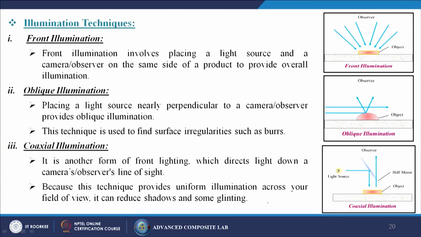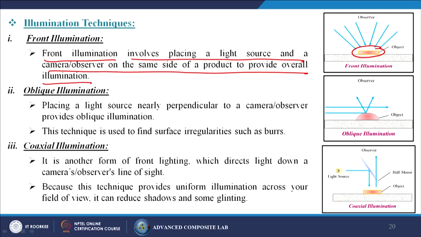Next, illumination techniques. There are different types of illumination techniques available. First one is called the front illumination. Front illumination involves placing a light source and a camera or observer on the same side of a product to provide overall illumination. So, that is called the front illumination. Here I have the object, the light is coming and the observer's eye is over here. So, that is known as the front illumination.